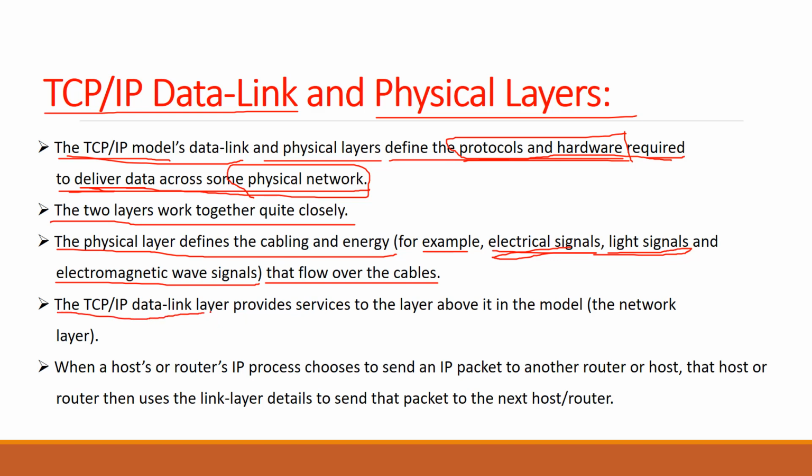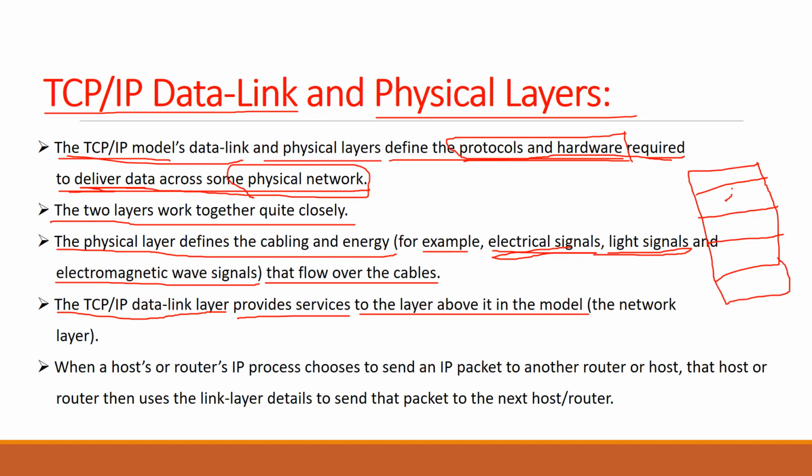The TCP/IP data link layer provides services to the layer above it in the model. As we mentioned, the transport layer provides a service. Let's draw the model here, the TCP/IP networking model. The transport layer provides a service to the application layer. The network layer provides a service to the transport layer. The data link layer provides a service to the network layer, and these work together, the physical layer and the data link layer.